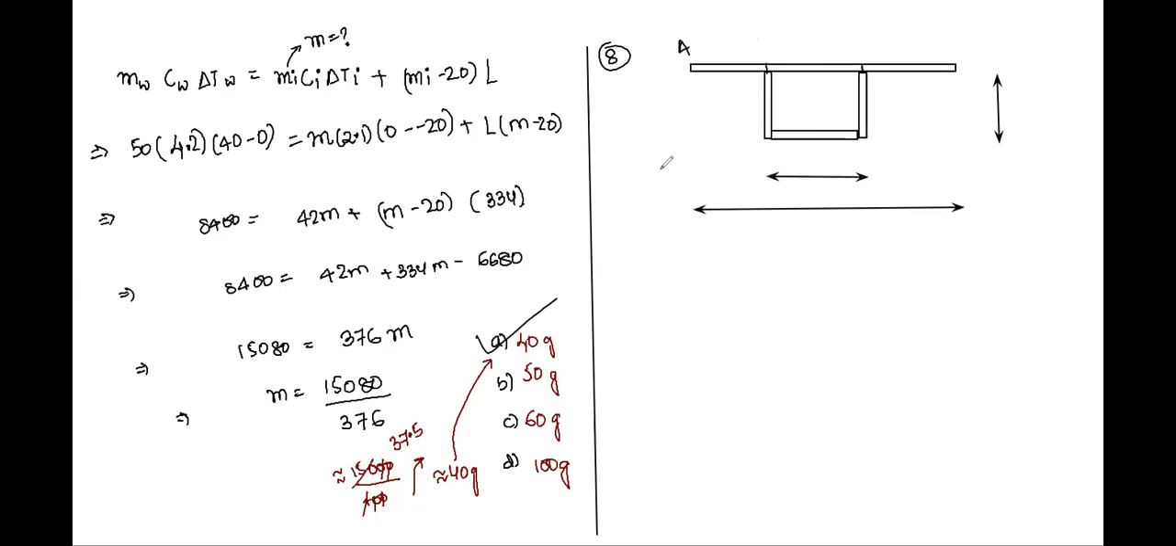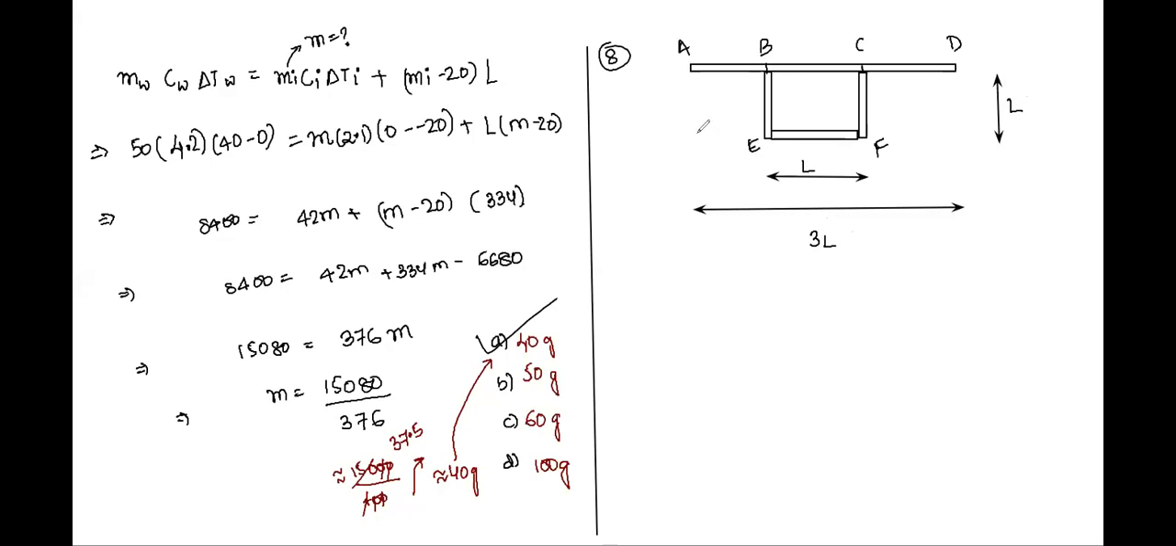So just naming them here. This entire length would be 3L. This is L. This is also L. Now we are given some points like A, B, C, D, E, and F. Apart from this, we have been told that they are equal rods of the same length and area of cross section A.